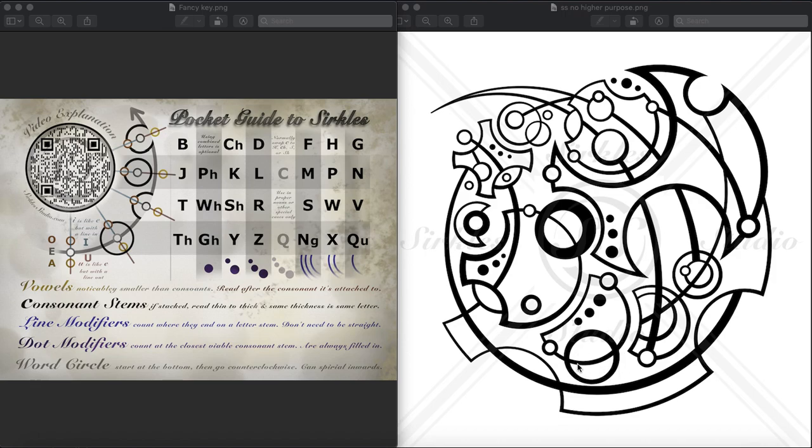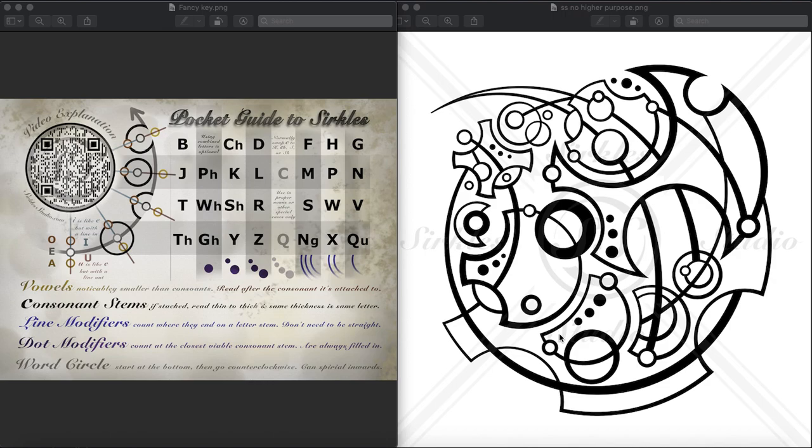And it's a circle on the line of the word circle, so that makes it a TH because there's no modifiers on it. So these dots are close to this stem, so they go here, and there's no lines ending on it. So again, just a TH. And then we have a little circle, so it's a vowel, and it's on the line of the word circle. So that makes it an E. And there's no lines coming from it, so it's still just an E.